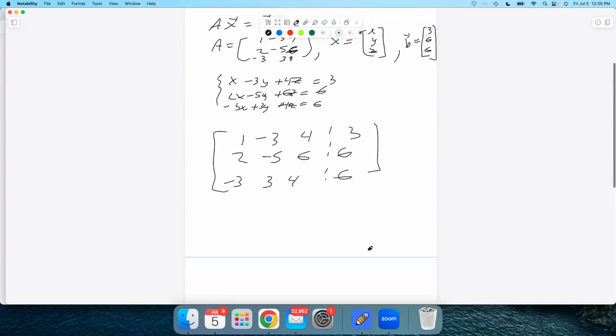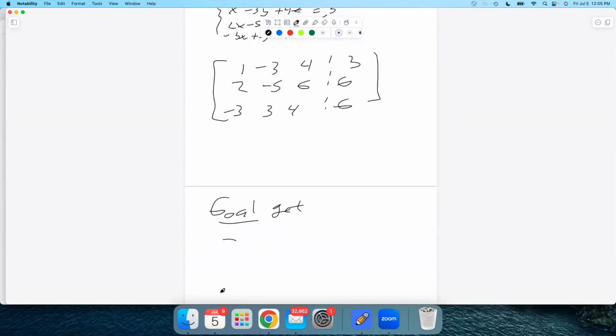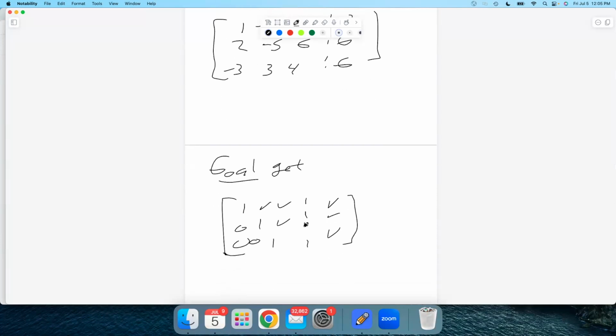Our goal here is to get this in upper triangular form with ones along the diagonal. So our goal using row operations is to get something of the form 1, 1, 1 along the main diagonal. These will all be zeros, and we'll have numbers in here, and then we'll have numbers over here. Then we can just use back substitution, because this final line will tell me what z equals. That we can plug in here to solve for y, and then plug in here to solve for x. This is called row echelon form, REF.